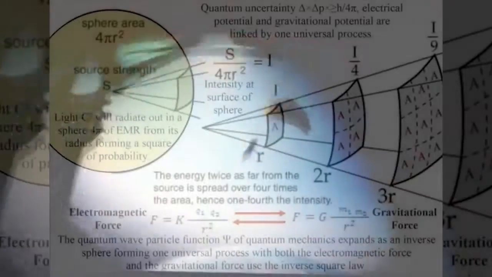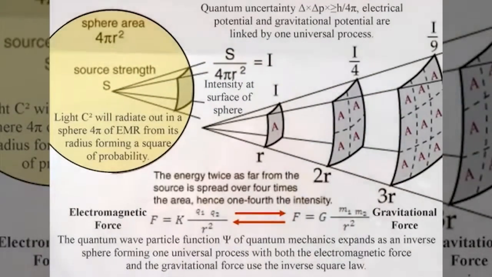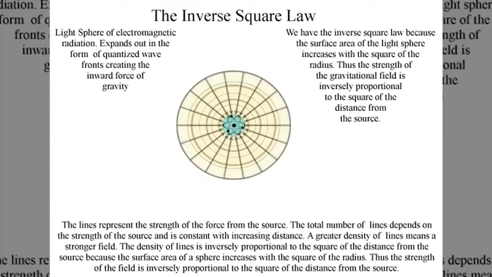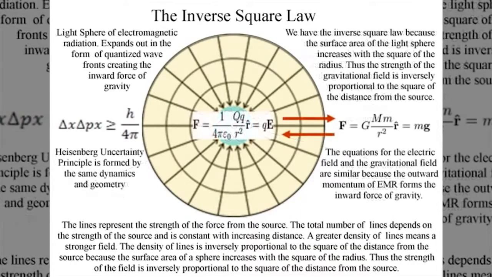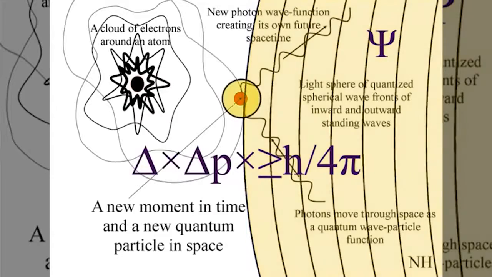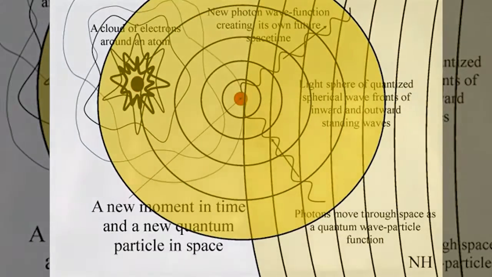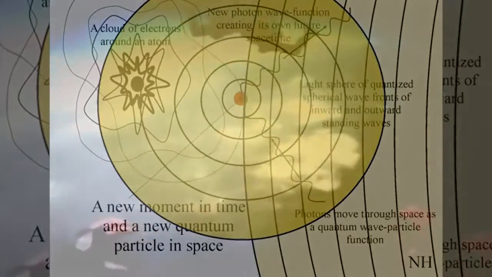I believe this can be seen in the mathematics, with both the gravitational force and the electromagnetic force having the inverse square law. We have the inverse square law because the surface area of the light sphere increases with the square of the radius. Thus the strength of the gravitational field is inversely proportional to the square of the distance from the source. There is no mysterious action at a distance. The gravitational field will work at the speed of light because it is an integral part of one universal process with the electromagnetic force. We have one universal process that begins with the quantum wave particle function, or probability function of quantum mechanics, expanding out as an inverse sphere, and ends with the inverse square law of gravity, and Newton's third law of motion. To every action, there is an equal and opposite reaction.